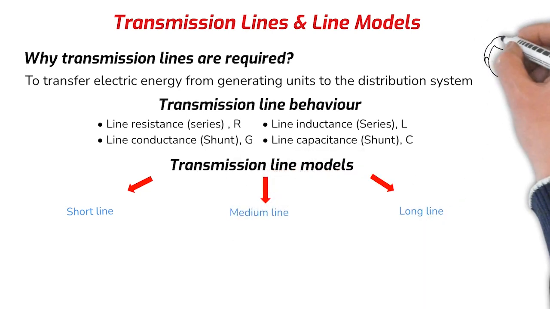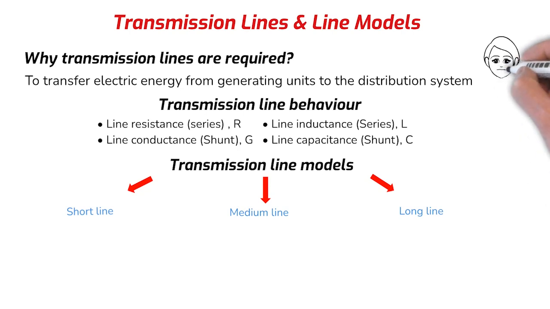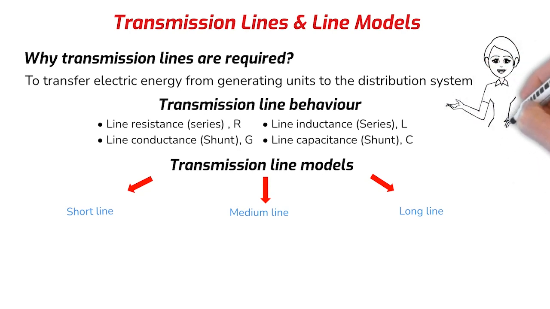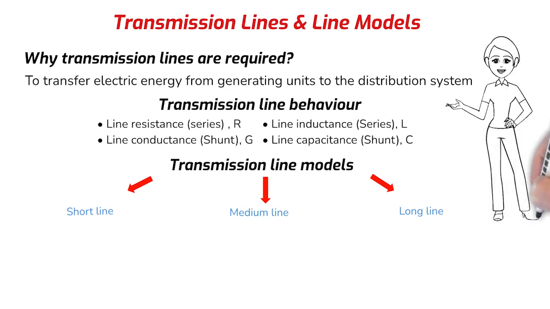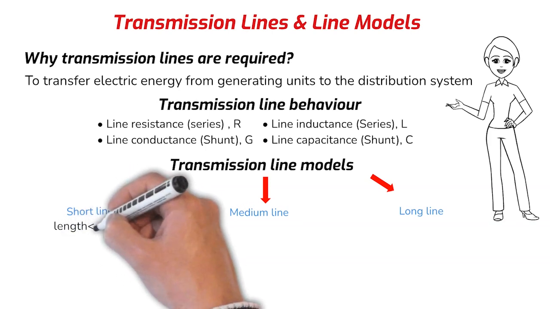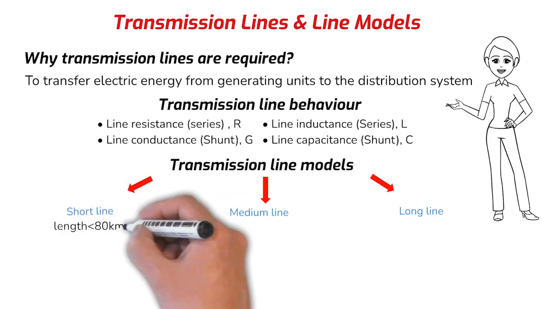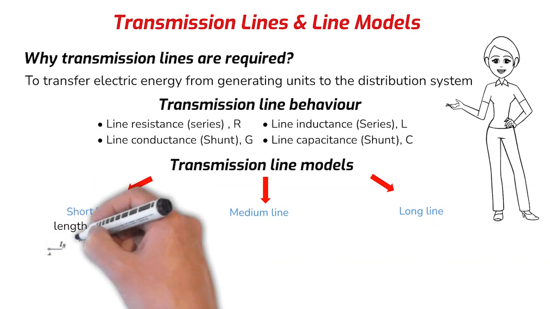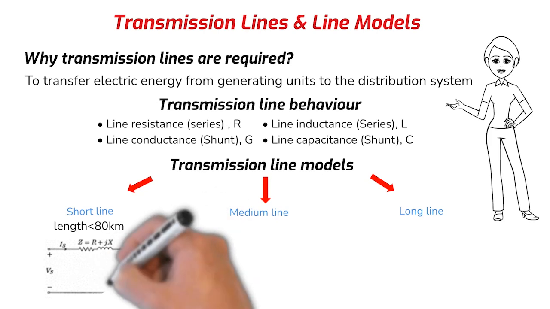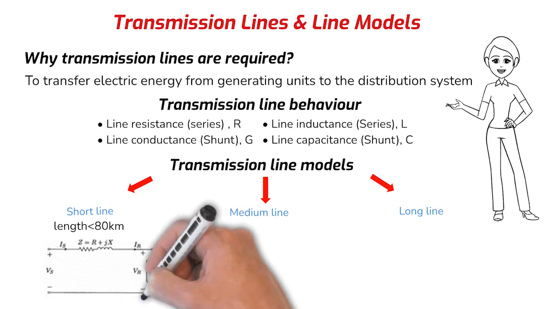Transmission lines can be represented as a two-port network, and for practical reasons, we are using the pi network over the T network for transmission line models. Short line model is used for transmission lines with length less than 80 kilometers, where the capacitance can be ignored without much error. This model can be represented as shown in this diagram.